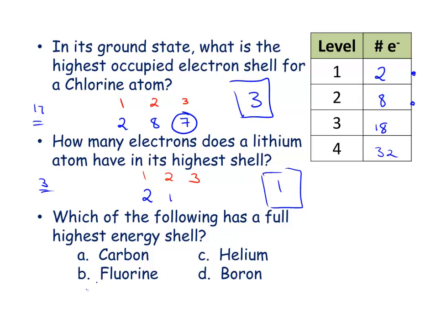Of these, fluorine has 9 electrons, so it would not quite fill level 2. Carbon has 6 electrons in its neutral form, so it would be in level 2, it wouldn't be full. Boron has 5 electrons, it wouldn't be full. But helium has 2 electrons, which means that it would completely fill level 1. So helium is going to be the correct answer here.